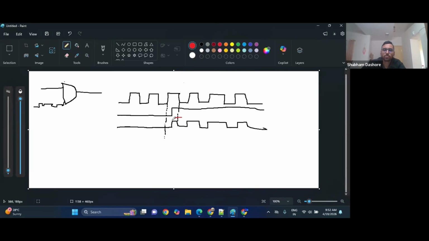This type of glitch we can see when we use the normal AND gate, but if we use an ICG cell, we can get the glitch-free clock at the output. Therefore, to avoid these types of glitches, we use the ICG cell.